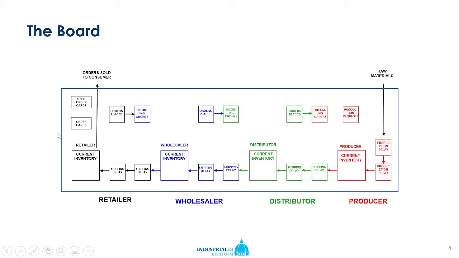So we will have materials flowing from right to left, and information flowing backwards. Customers will tell the retailer what they need, and it will propagate somehow, and we will see that later on, until the producer gets the information.